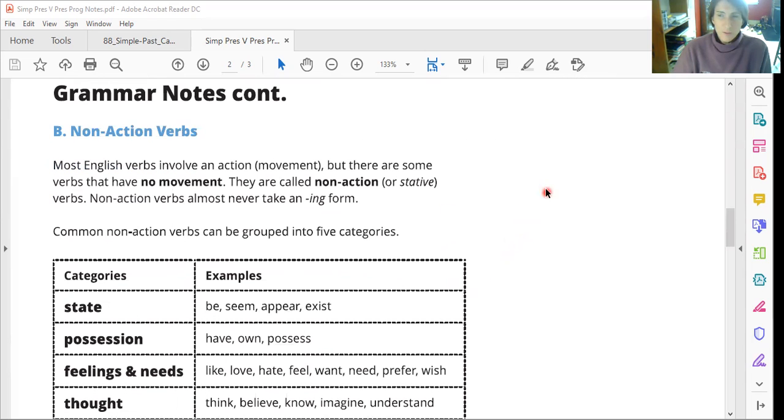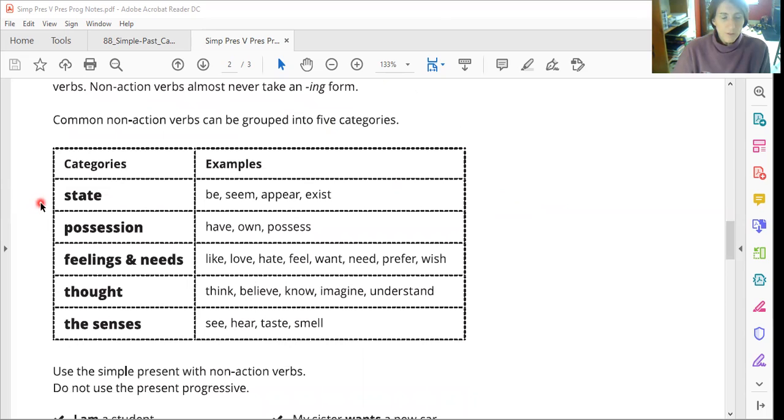Now, there are a couple of different kinds of verbs that we use. So one kind is called a non-action verb. So most English verbs involve an action, some kind of movement, but there are some verbs that have no movement, and they are called non-action or stative verbs. Non-action verbs almost never take an ing form. Common non-action verbs can be grouped into 5 categories.